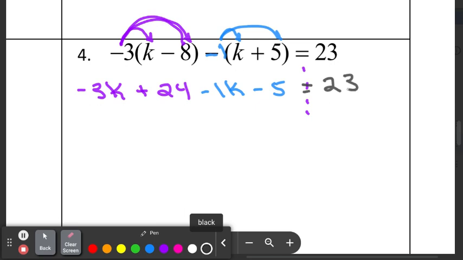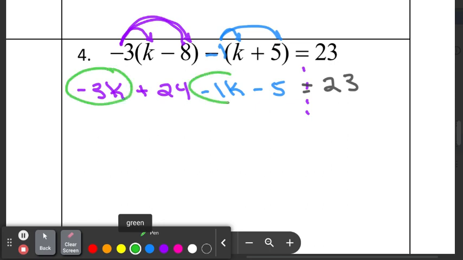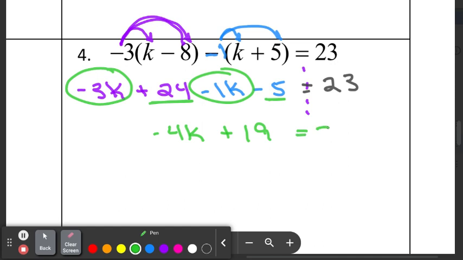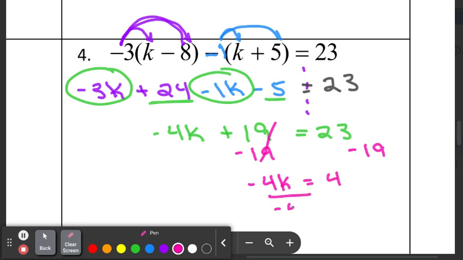Okay, we've got lots of like terms to combine on our left side of our equation. Negative 3k minus 1k is negative 4k. 24 minus 5 is 19, and that's positive 19. Now, step 3, we're going to do inverses. Subtract 19 on both sides. Negative 4k. 23 minus 19 is 4. And divide both sides by negative 4. So k is negative 1.